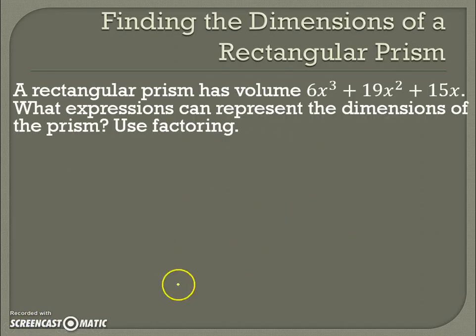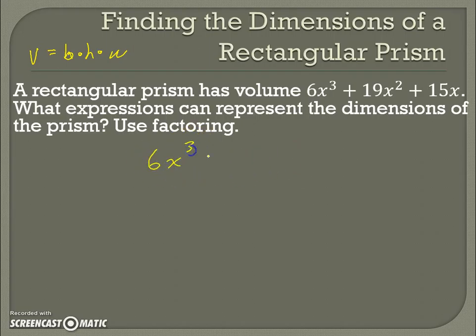Let's keep moving. All right, so let's find the dimensions of a rectangular prism. The volume of a rectangular prism is going to be the base times the height times the width. It's three-dimensional, and you may use different terms, length times width times height, something like that. What you need to know is that it's three things that are being multiplied. It's a cubic dimension. So a rectangular prism has a volume of 6x cubed plus 19x squared plus 15x. What expressions can represent the dimensions of the prism? Use factoring. So we're going to be using what we just did.